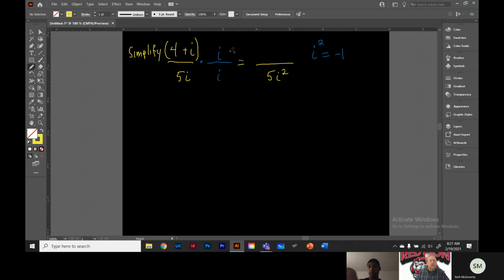So let's do this multiplication. So we distribute that i, so it's going to be 4i plus i times i, which is i squared. And let's simplify this. 4i, we can't really do anything with that, but we can with this.